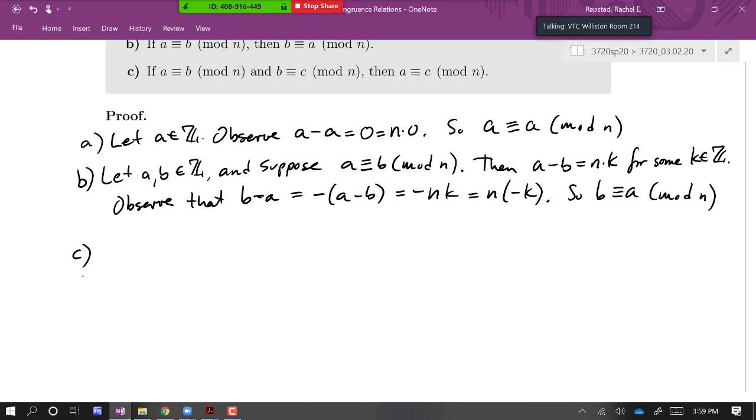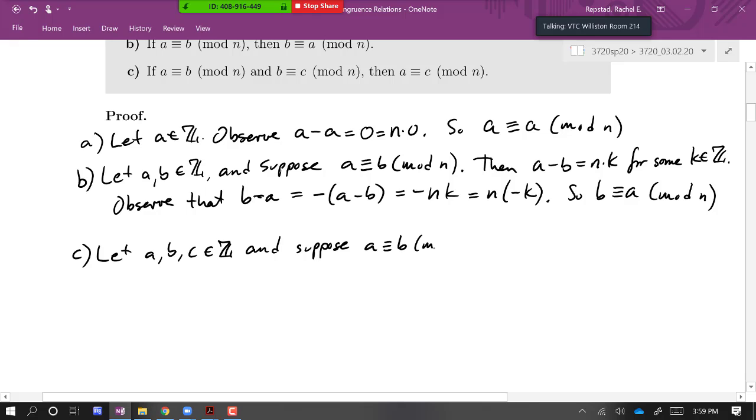So this last one: if A is congruent to B and B is congruent to C, then A is congruent to C. So we're going to show that it's transitive. We're going to let A, B, and C be integers, and suppose that A is congruent to B mod n, and B is congruent to C mod n. We're going to show that A is congruent to C.